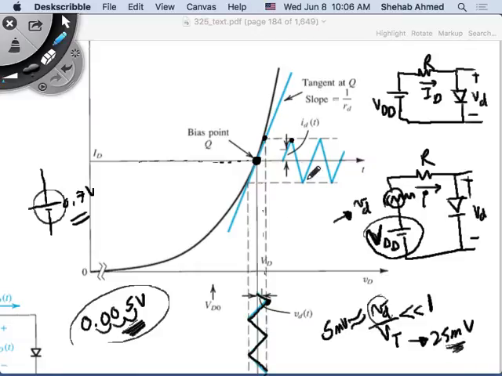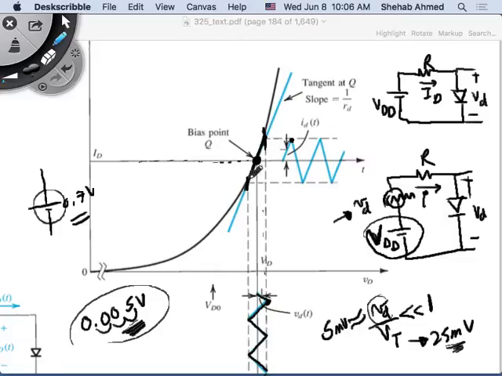Yeah. And it's because of the characteristic of the diode, right? And if you zoom in close, if this signal is small enough, I'm operating only in this region, right? This region looks like a straight line.